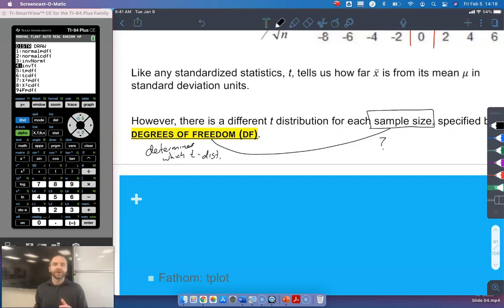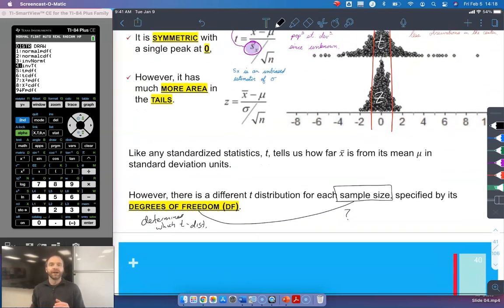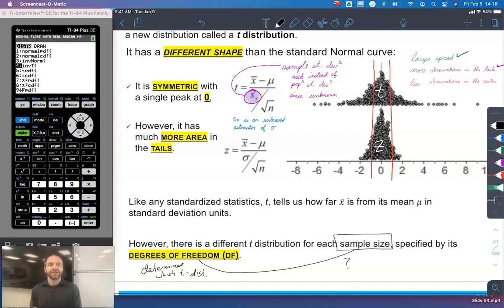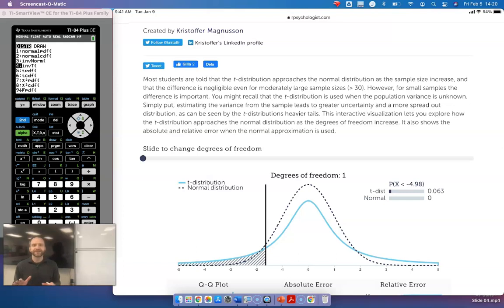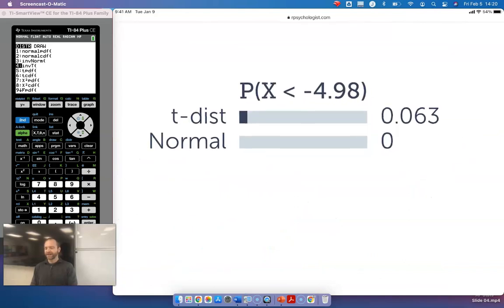And I'm going to go ahead and show you an applet that goes through the T distributions to make more sense. So you can see over here I have the website Our Psychologist, and they have an interactive T distribution to compare to the normal distribution. In this case, our T distribution, if you look at the legend there, is the blue curve. Our normal distribution is the dashed curve. The first thing to take a look at is the area in the tail. If I zoom in right here, notice the area in the tail for the T distribution is 0.063, while in the normal it's about 0.